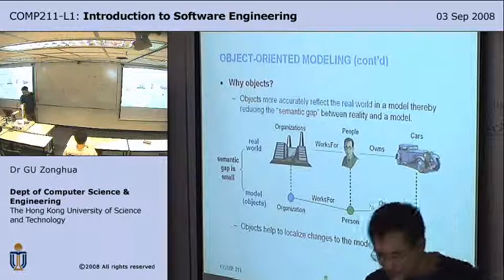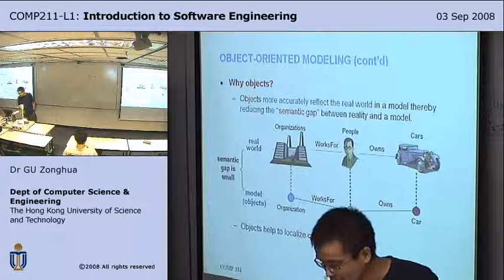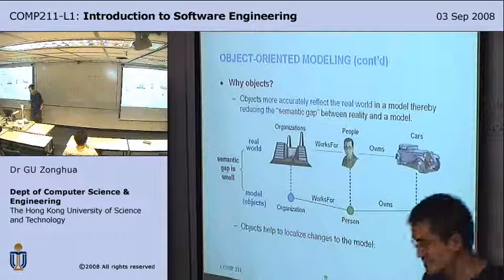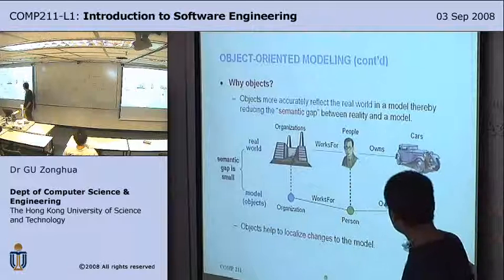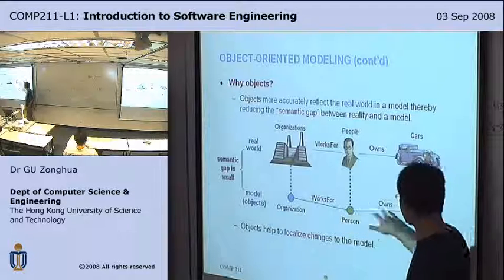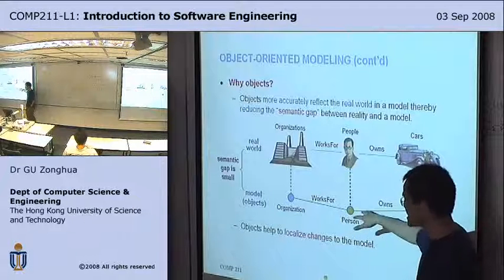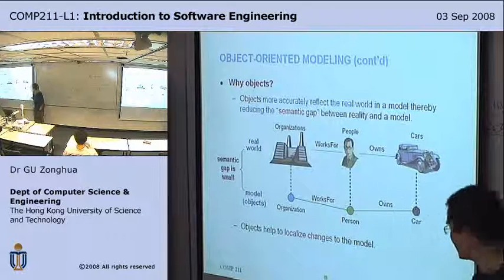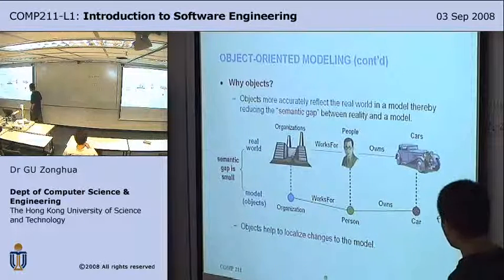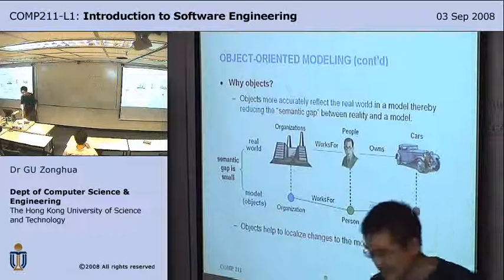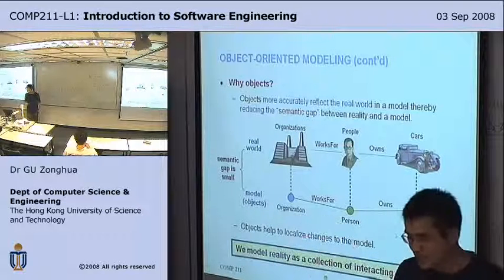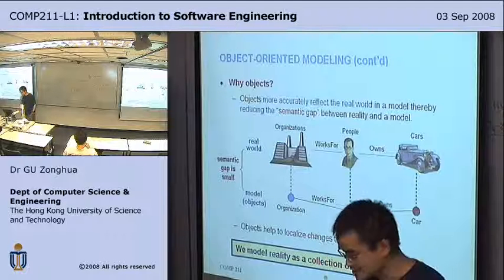Objects help to localize changes to the model. That is, if a person sells his car and buys another one, then you just need to update the association between person and car. Perhaps delete some links and add some new links, instead of the previous file-based model where you have to go in and modify multiple files. So we model reality as a collection of interacting objects.